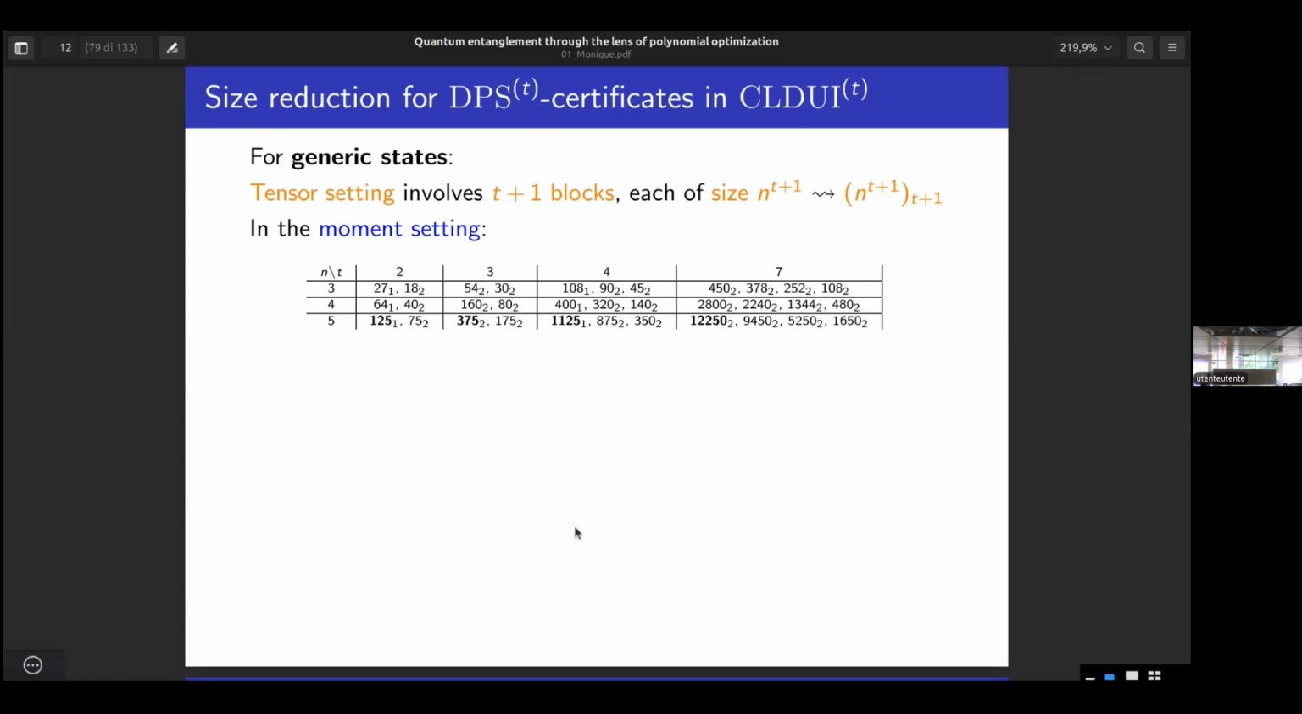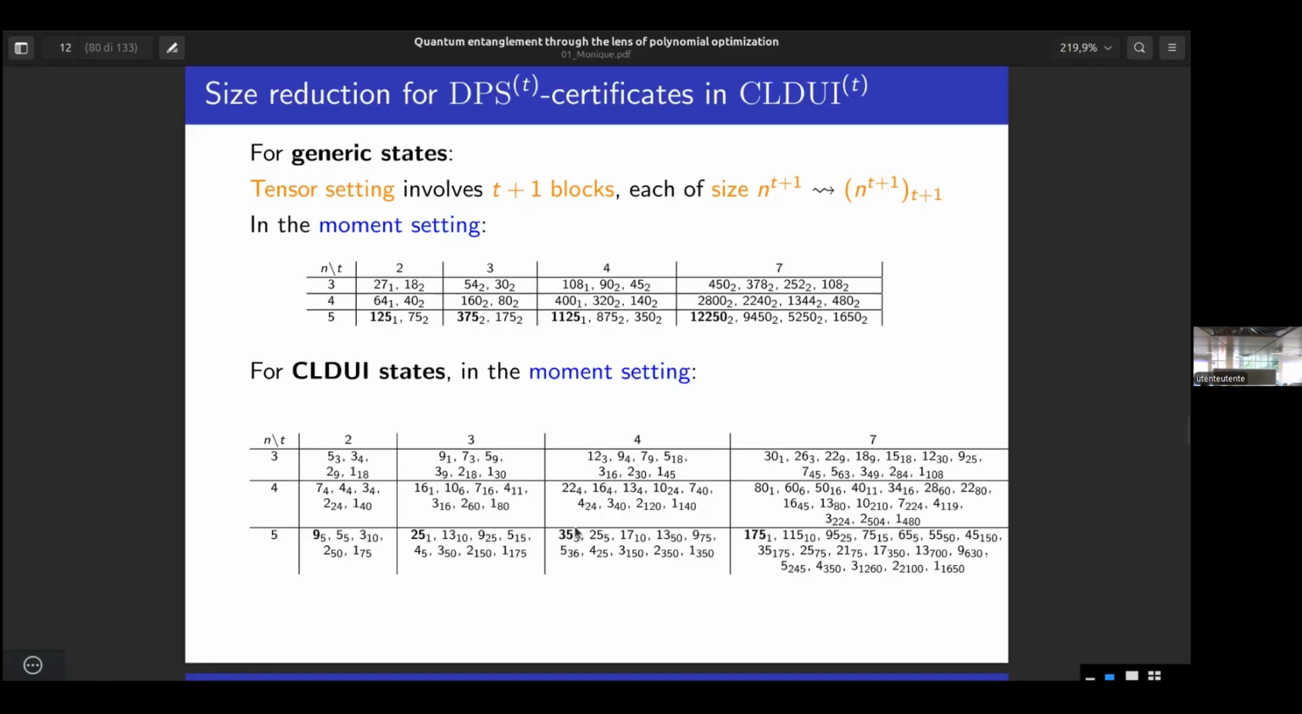If we move to the moment setting, which means getting rid of the tensor formalism and expressing everything in the monomial, polynomial setting, you already get a lot of redundancy away. This is how the numbers would look: the number of blocks, and these are the sizes. You see already for n equal 5, T equal 7, you have 2 blocks of size 12,000. So still big, the sizes grow very fast.